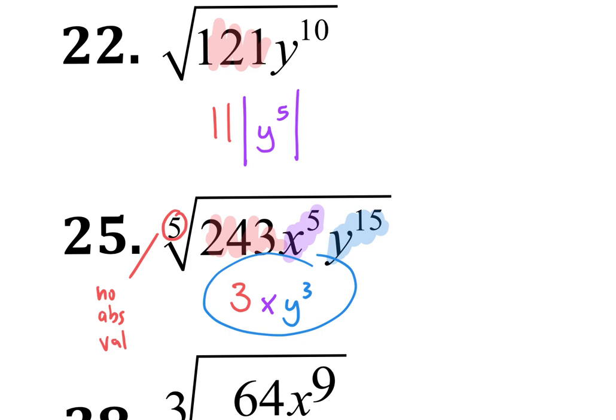The index is odd. By the way, if there were a negative on the inside, I would have brought it down. Because odd index can have negative or positive on the inside, which means the result is negative or positive. It's the even stuff we have to be aware of. The even stuff can't have a negative to get a real root. And the even stuff needs to be, the letters have to be absolute valued.